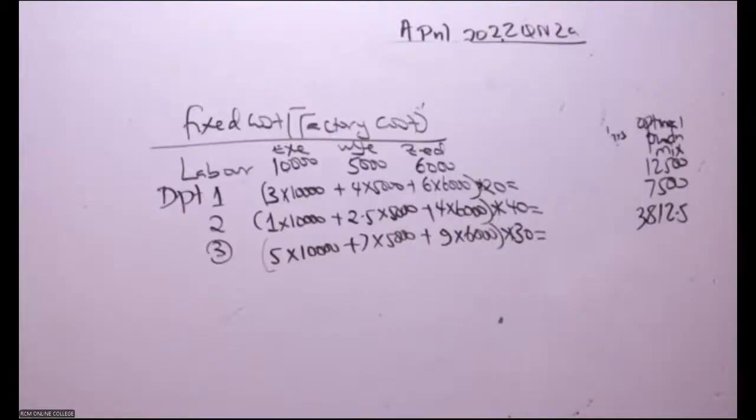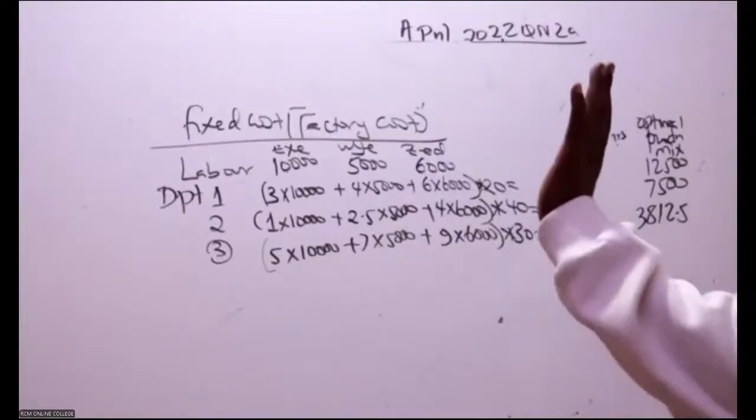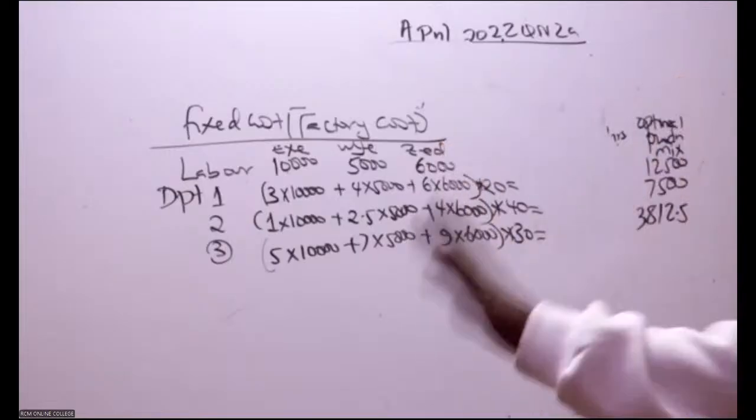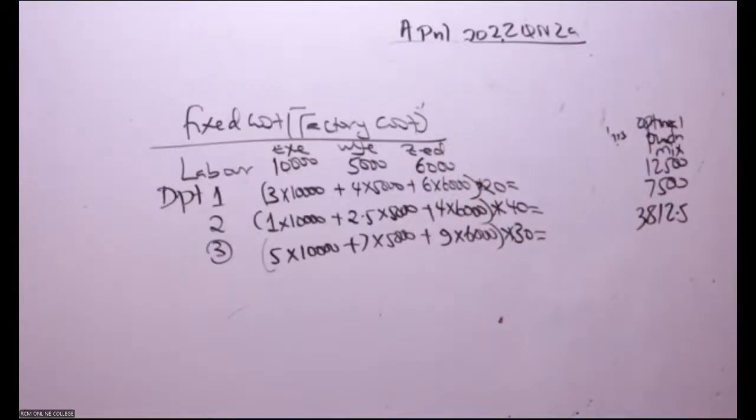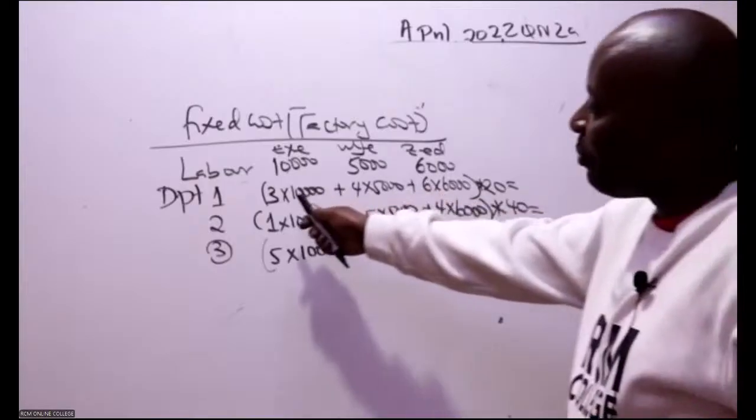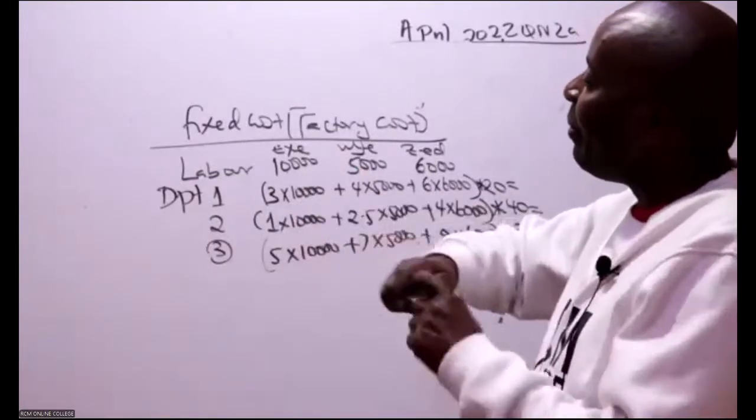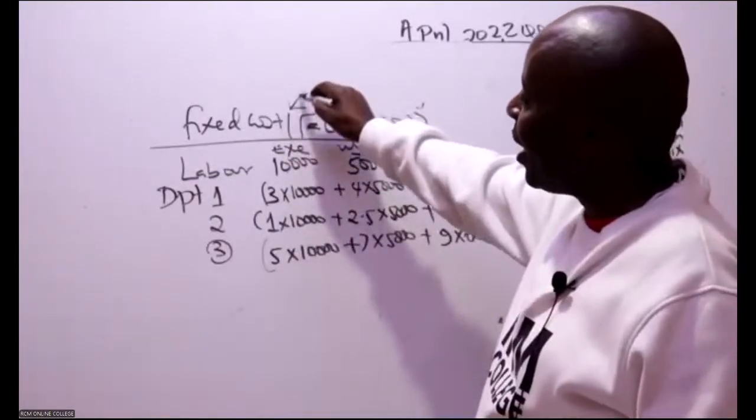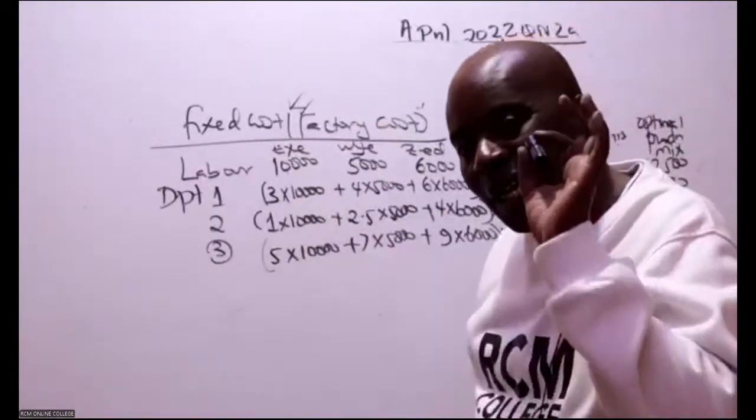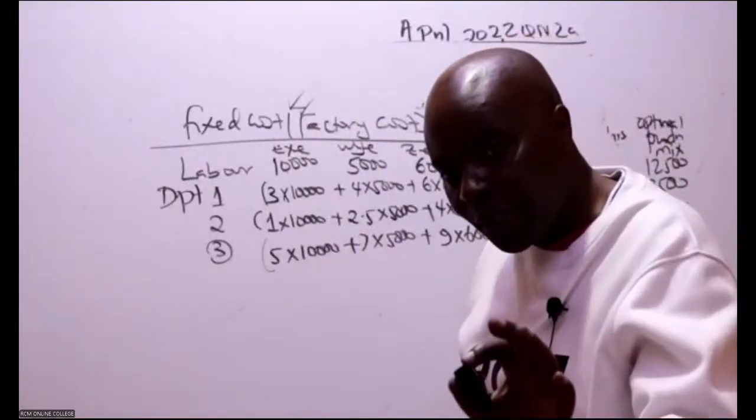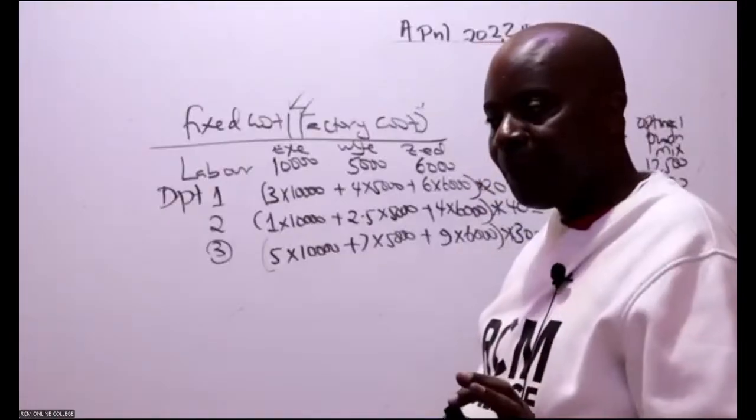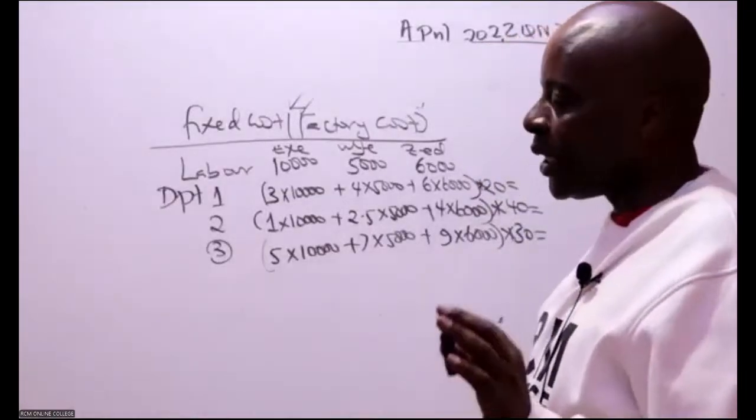Because what I'm doing, I want to get the whole departmental factory labor cost. They've given me the labor hours per unit. And remember that fixed costs, whenever they are not given, shall always be computed using current output. So is there somebody who can give me this?